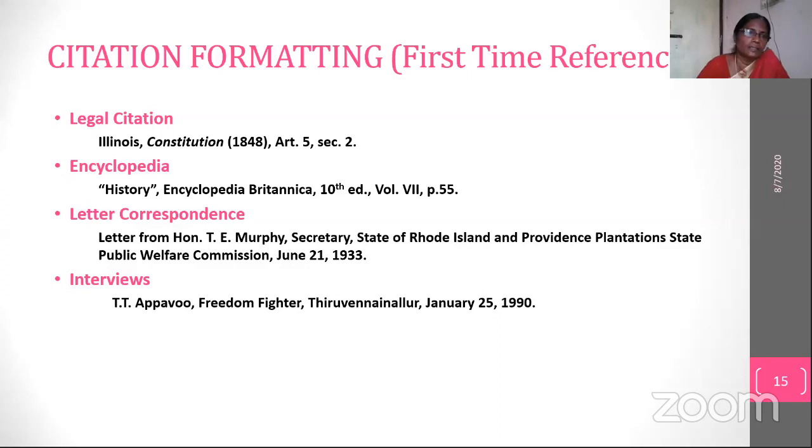And then encyclopedia. Simply we have to put the topic of the content, history, within the double quotation, and then the name of the encyclopedia. That is enough. And then volume, page number. There is no need to add unnecessarily the rest of the things. Only the topic, and then the name of the encyclopedia, and then edition, volume, page number.